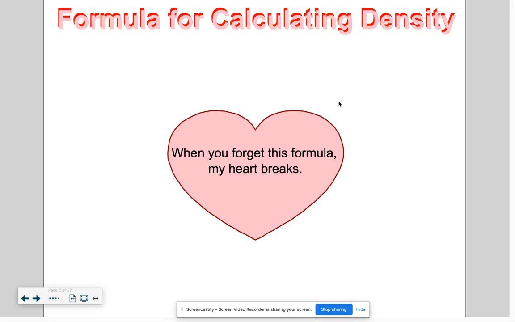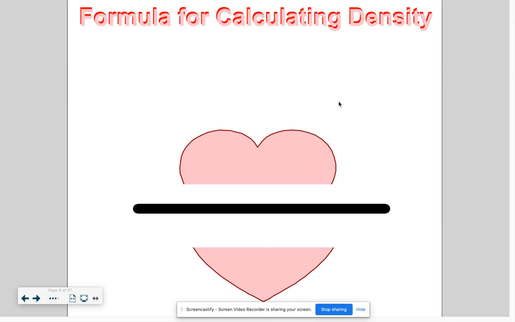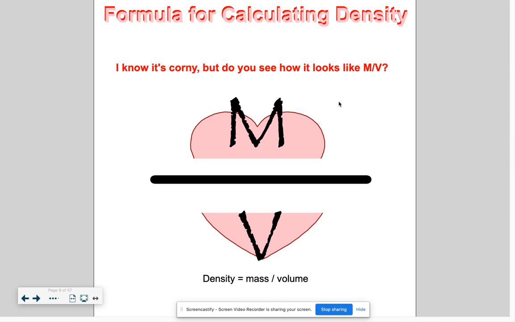I like to tell my students that when you forget, as a high school student, when you forget this formula, it breaks my heart. And that's because if you break a heart in half in this way, it kind of looks like an M over a V. This is one of those little cheesy tricks that we teachers like to use, but it helps, right?